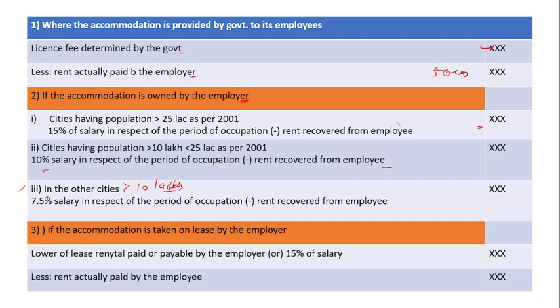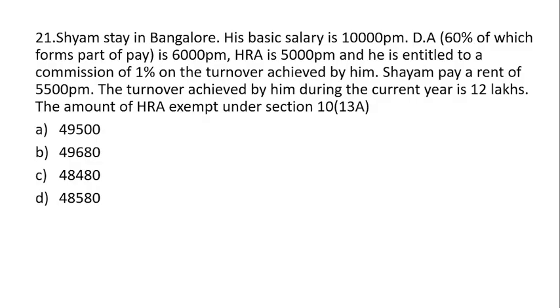Then our condition number 3: if the accommodation is taken on lease by the employer, the employee does not own the accommodation. In that case, the lower of the lease rental paid or payable by the employer, or 15% of the salary, less the actual rent paid by the employee. So here is a format, you can go through it, and you can take a screenshot of that. Okay, let's move ahead with another question.